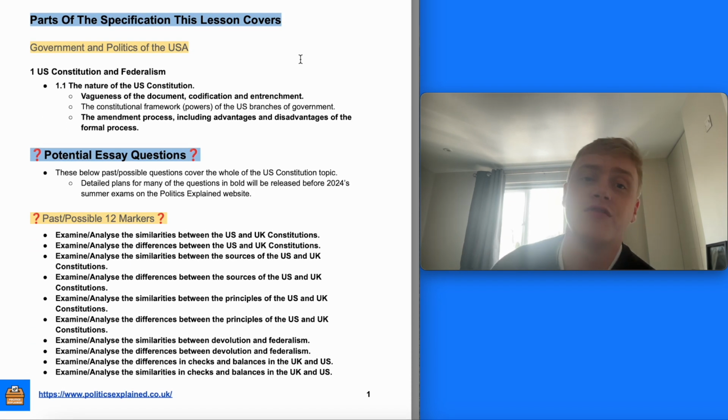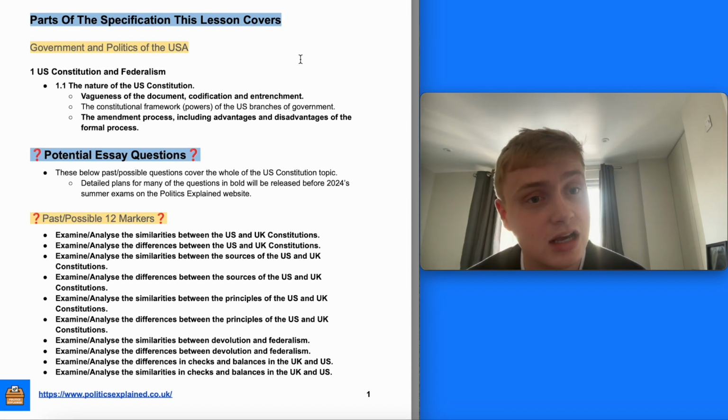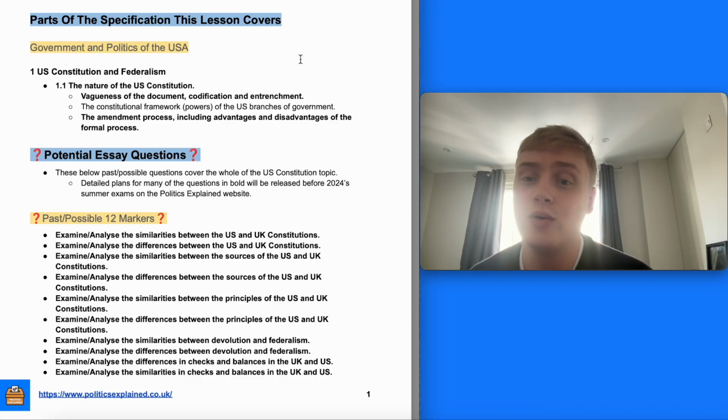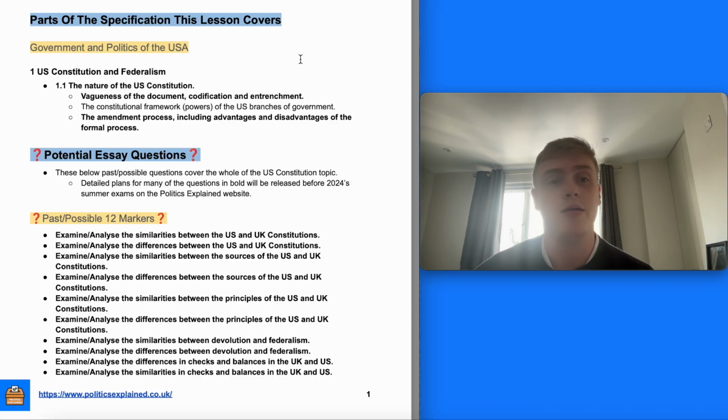So starting off in terms of the parts of the specification this lesson covers, this is the very first part of the US Constitution topic, looking at the nature of the Constitution. So we're going to look at its vagueness, codification, and entrenchment, as well as the amendment process, including advantages and disadvantages of the formal process.